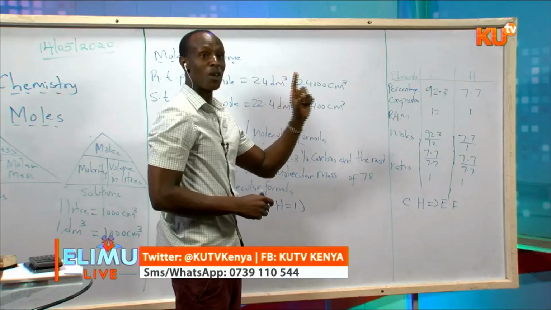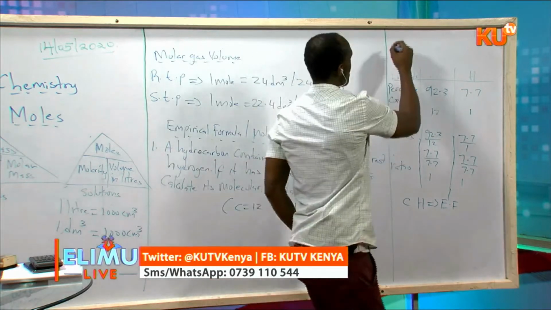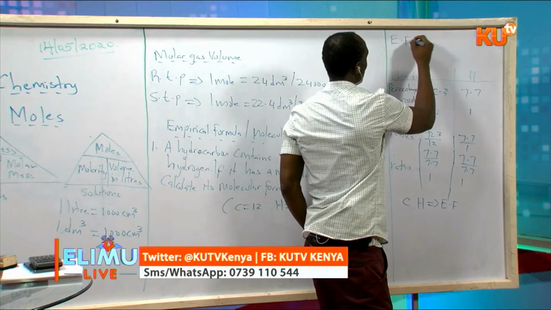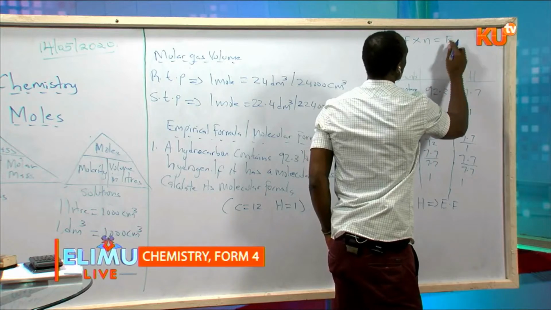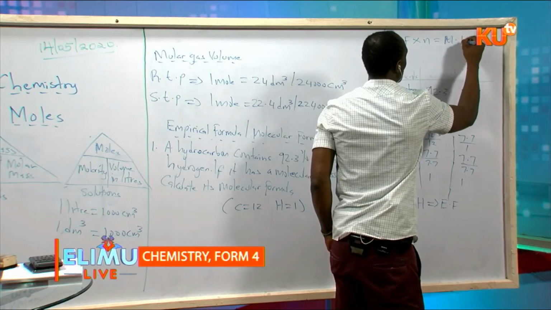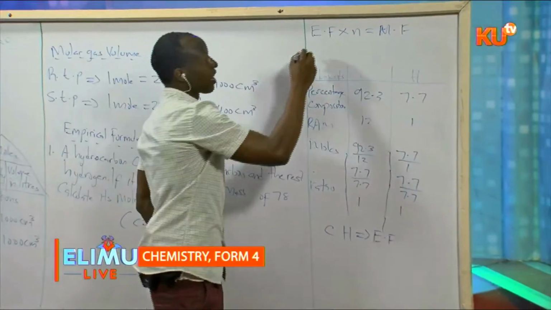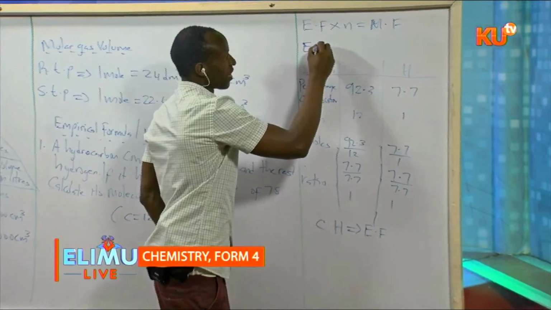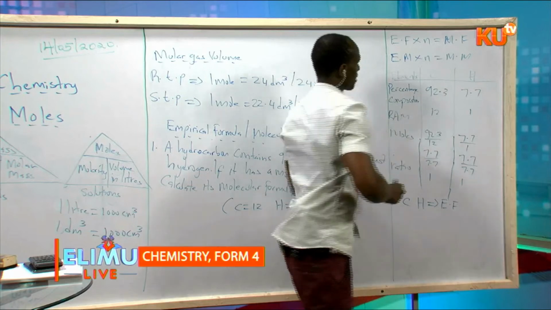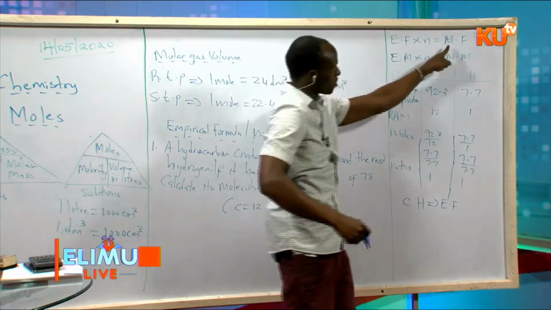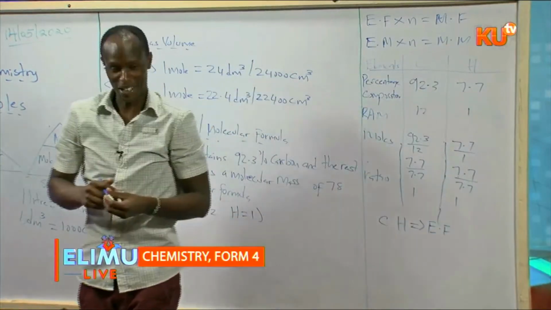Let me add another formula for calculating empirical formula and molecular formula. The formula is empirical formula times N equals molecular formula. Another thing, empirical mass times N equals molecular mass. Empirical formula times N equals molecular formula. Empirical mass times N equals molecular mass.